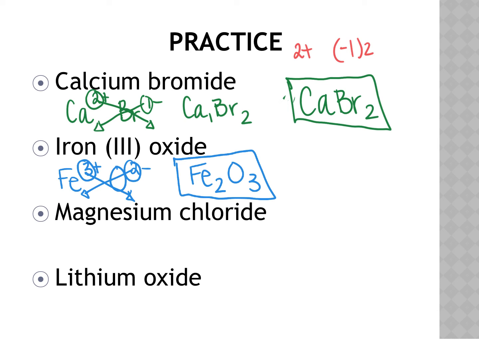Are you with me so far? Do our number of positive charges equal our negative charges for the iron 3 oxide? They should be. Are you ready to try magnesium chloride? Yeah. What is magnesium? Magnesium is Mg. And what's the oxidation number?